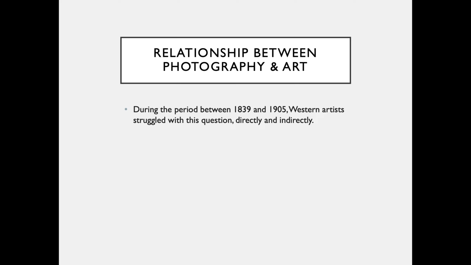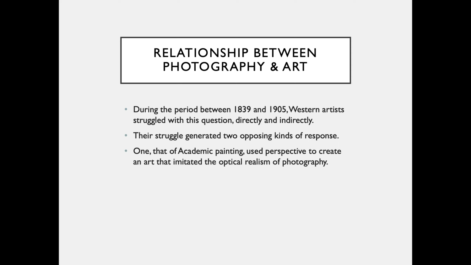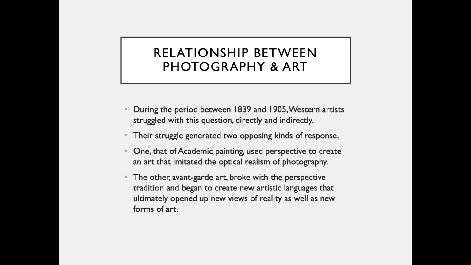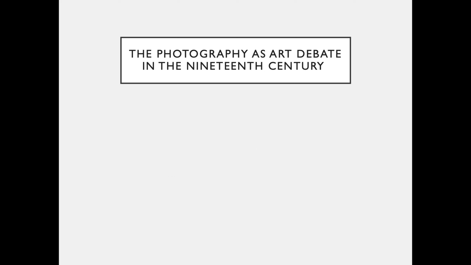During the period between 1839 and 1905, Western artists struggled with this question, directly and indirectly. Their struggle generated two opposing kinds of response. One, that of academic painting, used perspective to create an art that imitated the optical realism of photography. The other, avant-garde art, broke with the perspective tradition and began to create new artistic languages that ultimately opened up new views of reality as well as new forms of art.